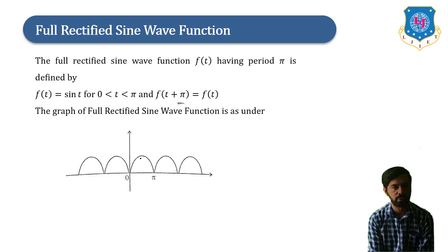So this is the graph of full rectified sine wave function. Okay. So here we can see that f of t is equal to sine t for 0 less than t less than pi. Same way here we are getting the sine function.